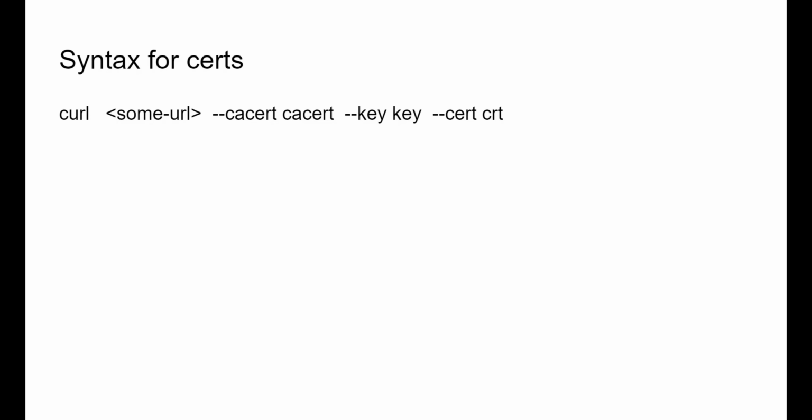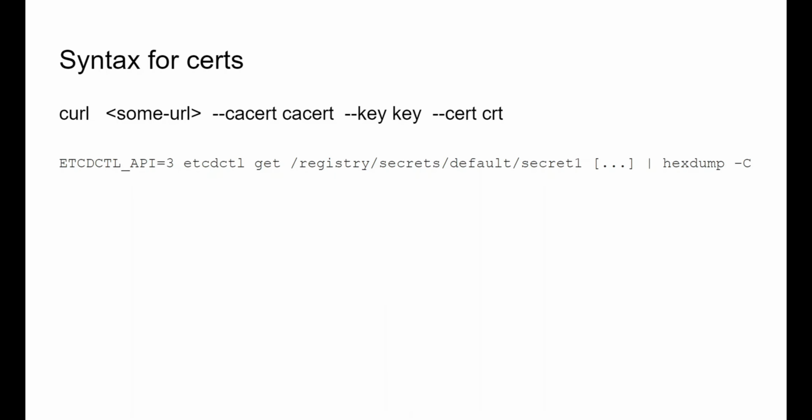First one is curl. To specify the key, use the --key option. For the cert, use the --cert option. And for the CA cert, use the --cacert option.